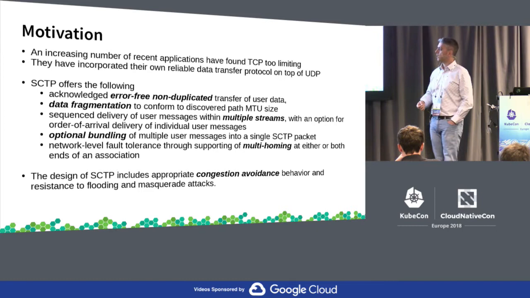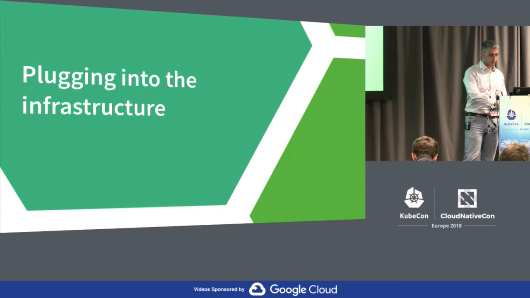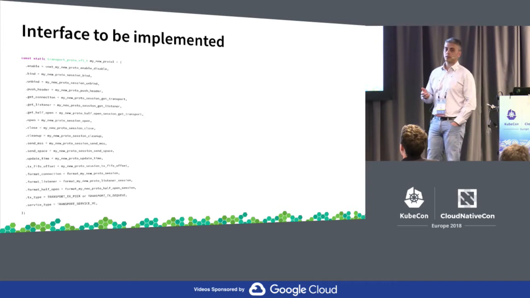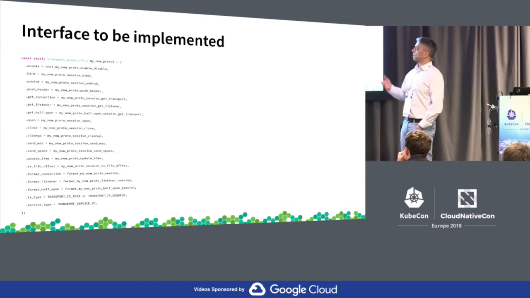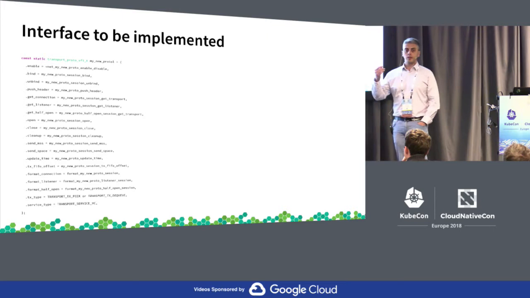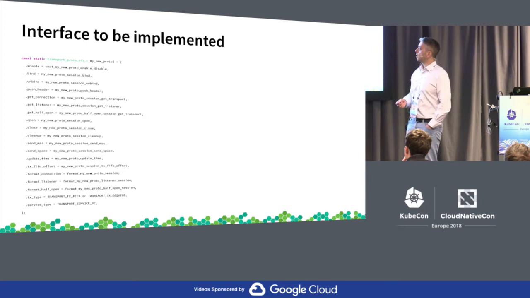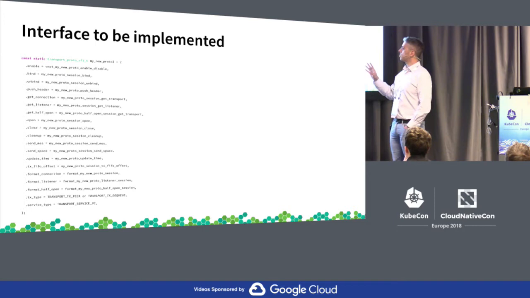So let's talk about the infrastructure. Apologies about the font, but it's pretty big. There's a structure that you are going to implement if you want to implement a new protocol in VPP, and it's the transport_proto_vft data type. It's nothing else than offering you pointers to functions that you're going to implement yourself. Most of them are very self-explanatory, some of them might be a little bit more obscure. So let's go through this for a second.